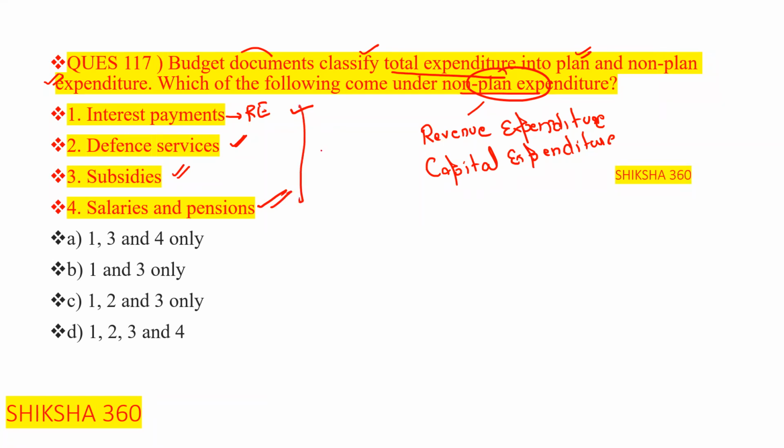All the above four points are included under the non-plan expenditure. So option D is our answer, that is 1, 2, 3, 4. So this is our answer.